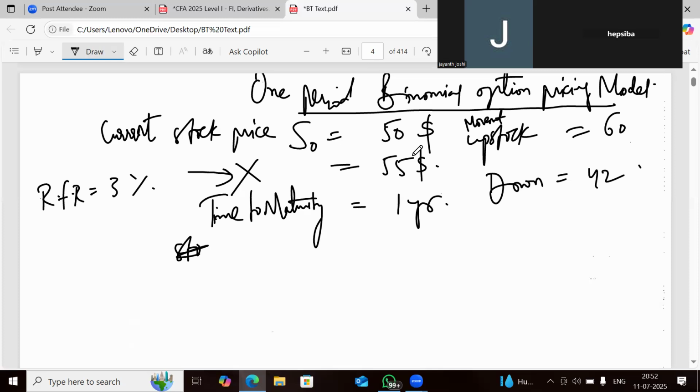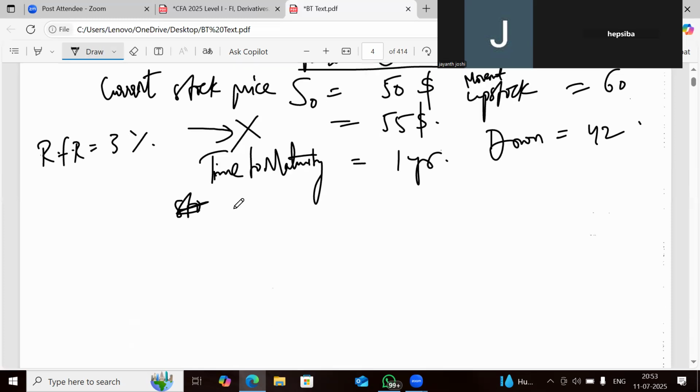And here we will also construct a portfolio. We will call it a hedged portfolio, because we will combine stocks along with the call option. We will short a call option, and we will go long in the stocks. So we'll make a portfolio also. This is step one, the model setup.